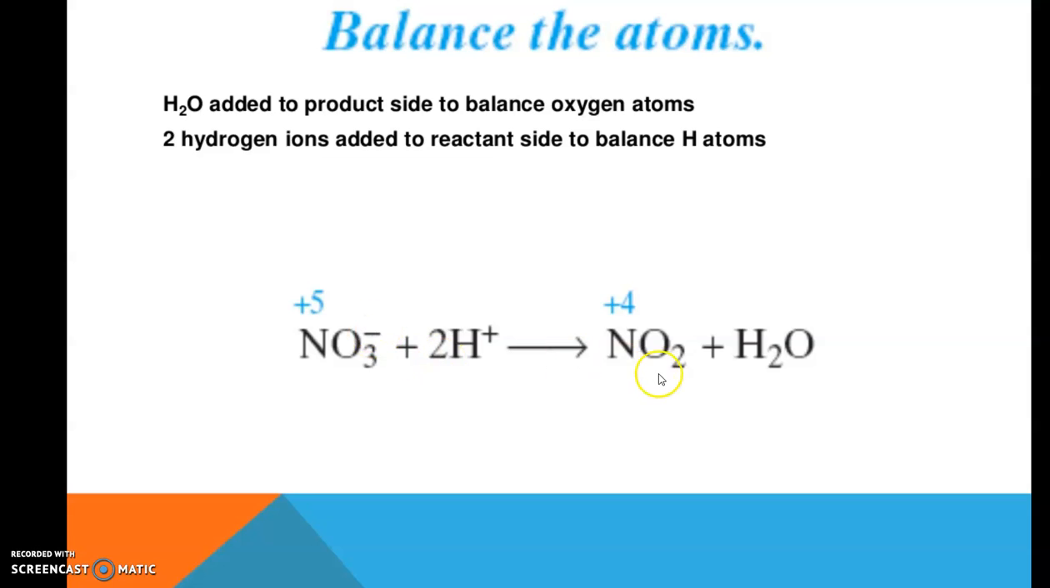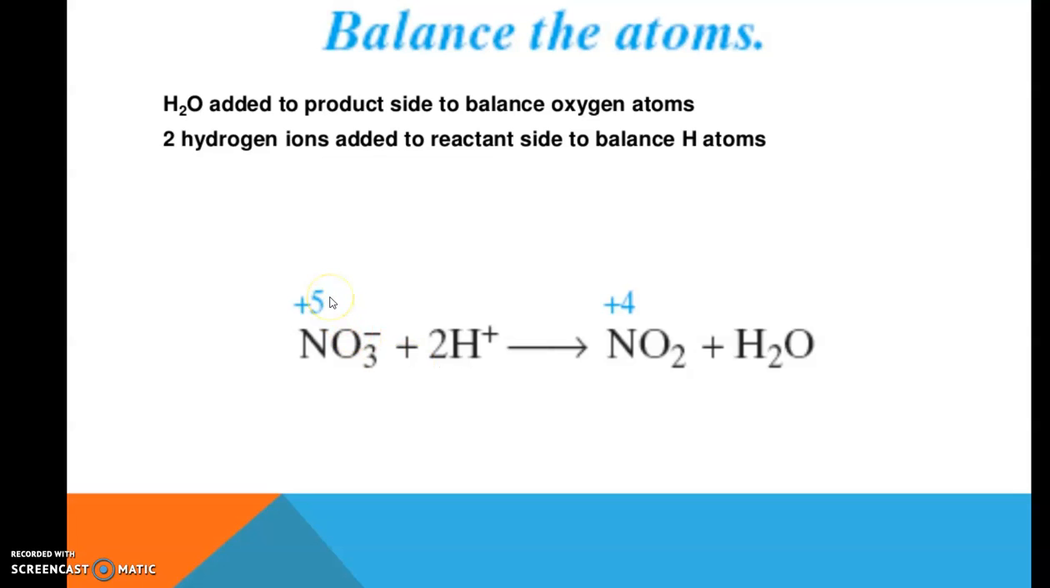3 oxygen are here. So how can we add 3 oxygen? Here already 2, one more we need. So we can add only one H2O. So we'll check if hydrogen is balanced. This side no hydrogen, this side 2 hydrogen. So we can add 2 H plus. Very easy.